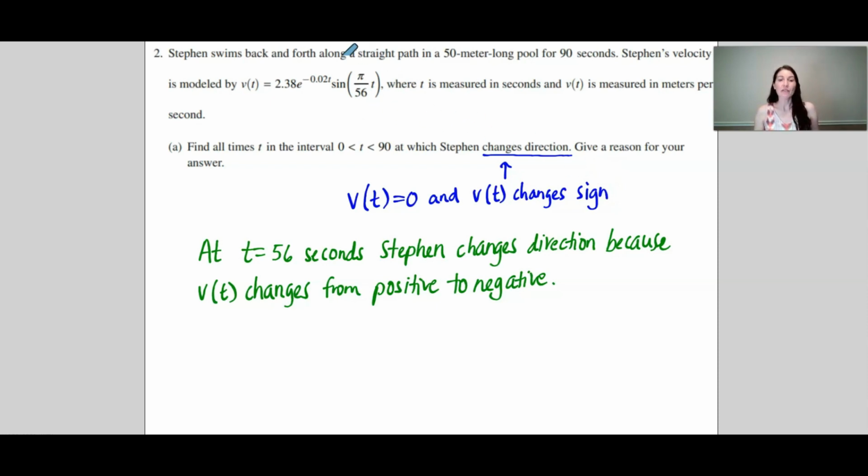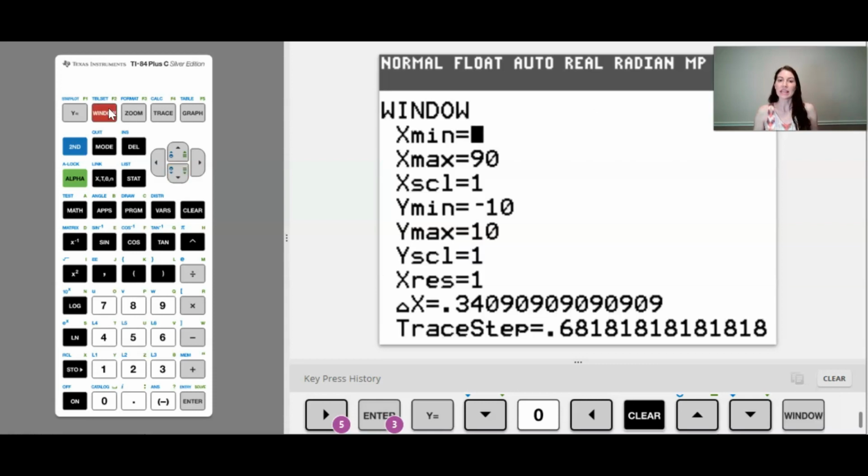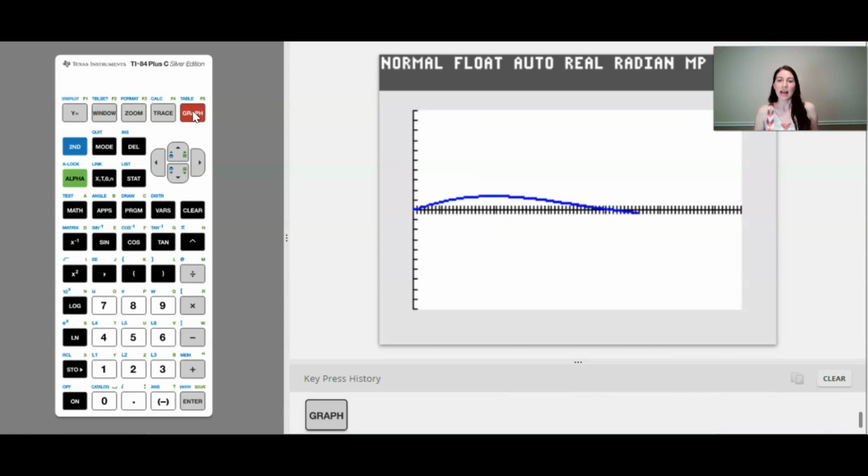The very first thing I would do is plug this into your y1. What I mean by that is you are pressing y equals and plugging in the given function into your y1. And then because I want to look from 0 to 90, I changed my window to be from 0 to 90. And this is what it looks like on the graph.